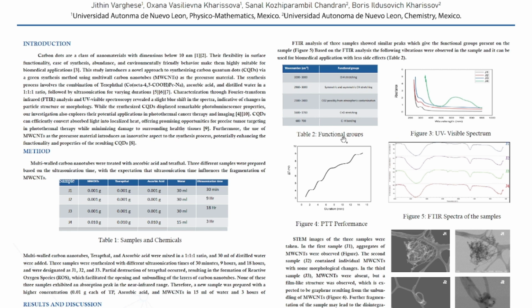Also, sample J4 was analyzed for photothermal performance. This was done with a 980 nanometer near-infrared laser at 1 watt power. Despite minimal absorption, we could observe an almost linear increase in temperature. So if we optimize the laser wavelength, the concentration and the power, then we will get a more efficient photothermal agent.